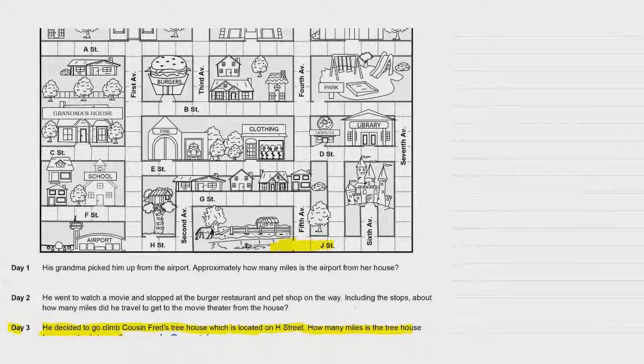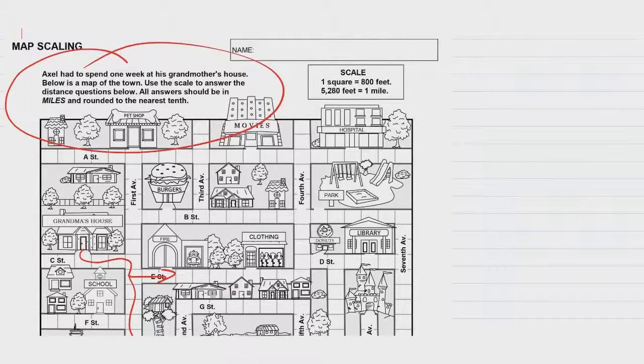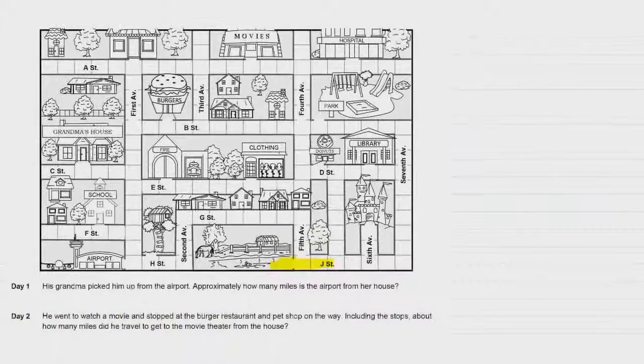So if we look at this problem, you can actually see that he could go a couple different ways. And the directions actually never say you have to go the shortest distance, but I think you want to figure out the shortest distance so we don't have to do so much work. And I think going down H Street would be the shortest way to go.